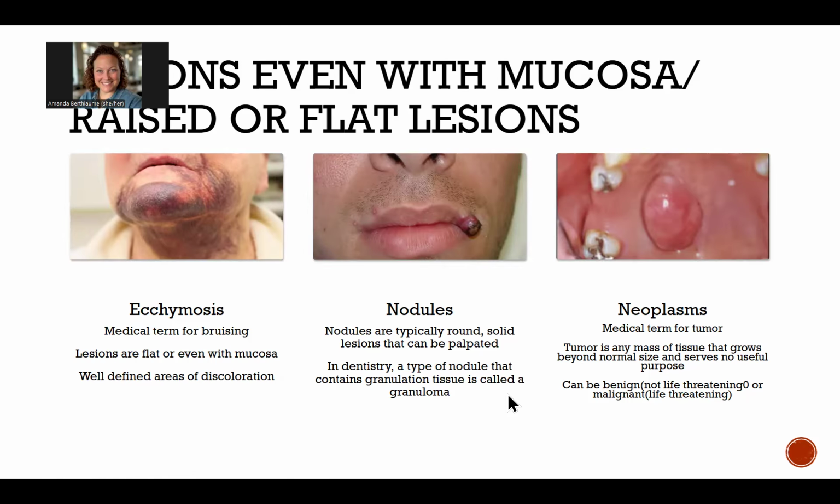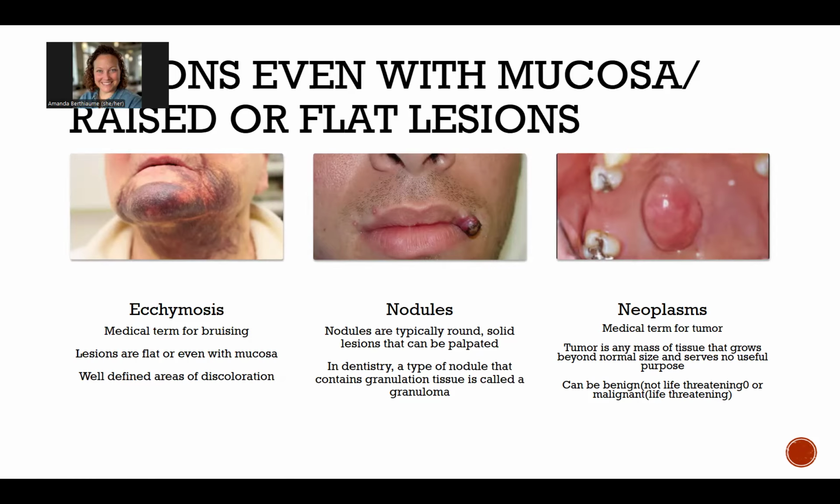Ecchymosis, you will see, is another term for bruising, usually in older folks, right? So their nutrition might be off, their vitamins and minerals might be off, and their skin is very, very thin. So it doesn't take a lot to bruise, and then that bruise will spread very quickly.